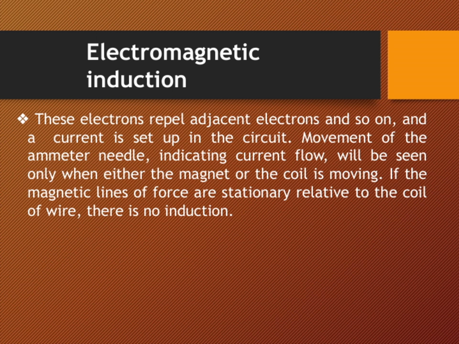But here's the key point: this movement and the resulting current are only observed when either the magnet or the coil is moving. If the magnetic lines of force stay stationary relative to the coil of wire, then no induction occurs. This principle of electromagnetic induction is fundamental because it shows us that a changing magnetic environment is necessary to generate an electric current. It ties directly into our overall theme of how electricity and magnetism are interconnected, emphasizing that motion and change are essential for inducing current in a circuit.